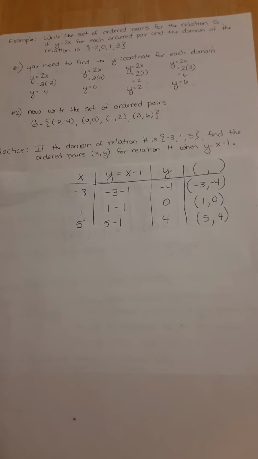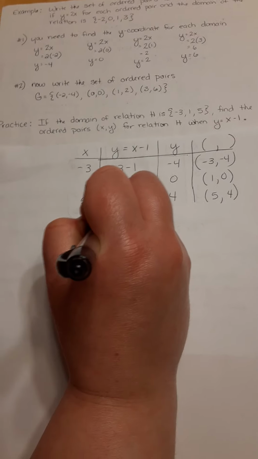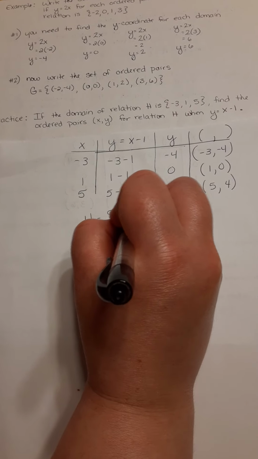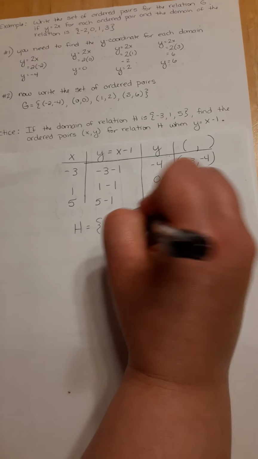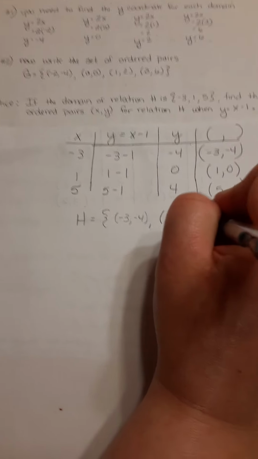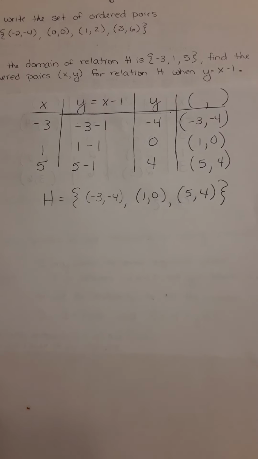Now the last thing they want me to do is find that relation. So I'm going to put it up in set notation for H, and then I'm going to list my ordered pairs. Don't forget the commas in between them. And I end up with this set right there.